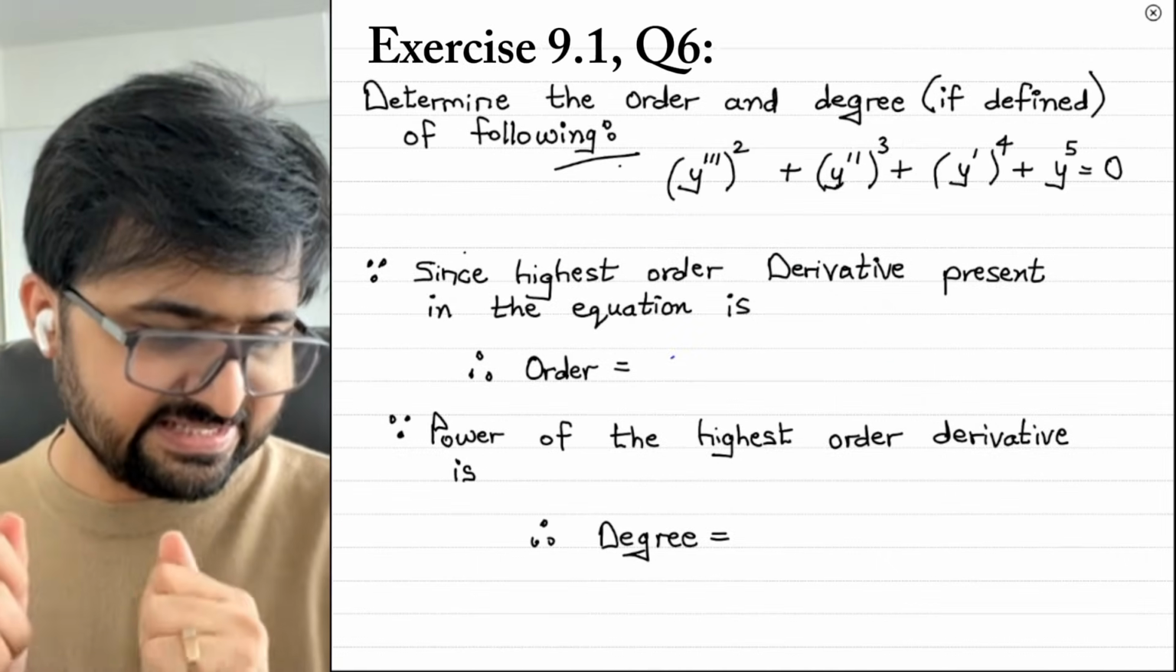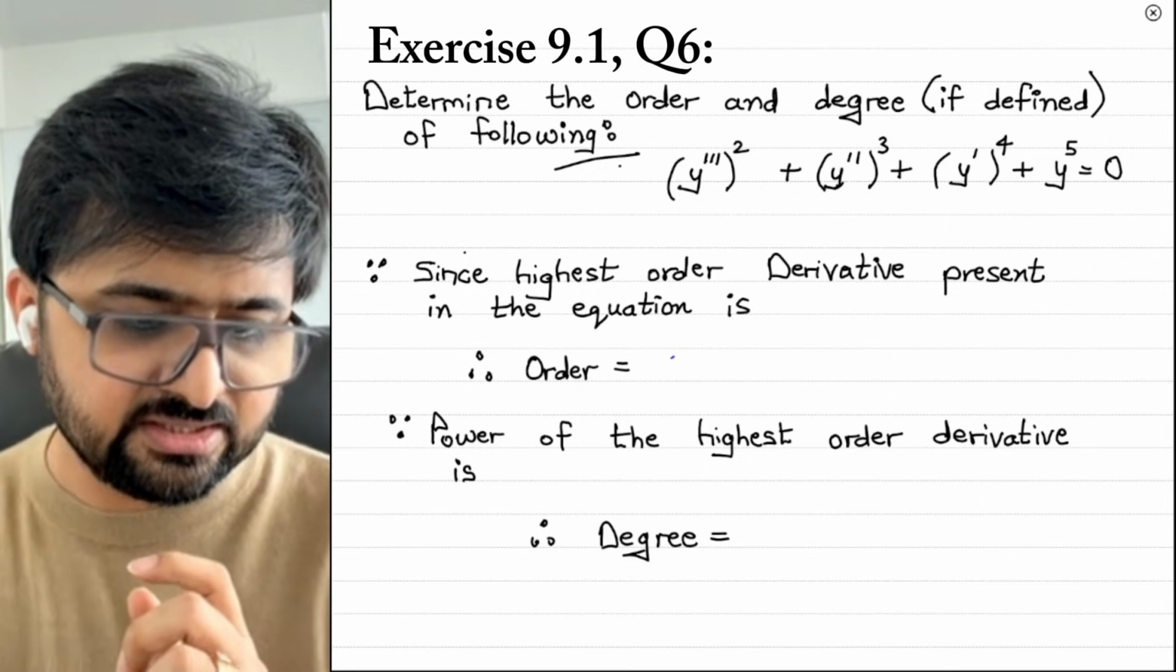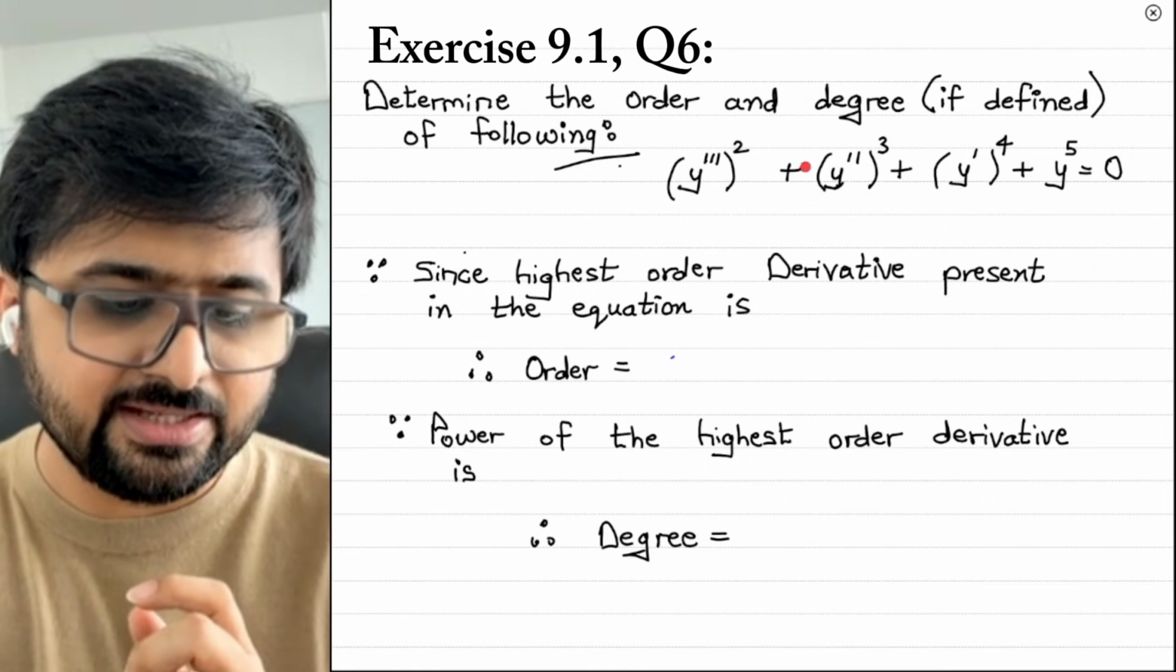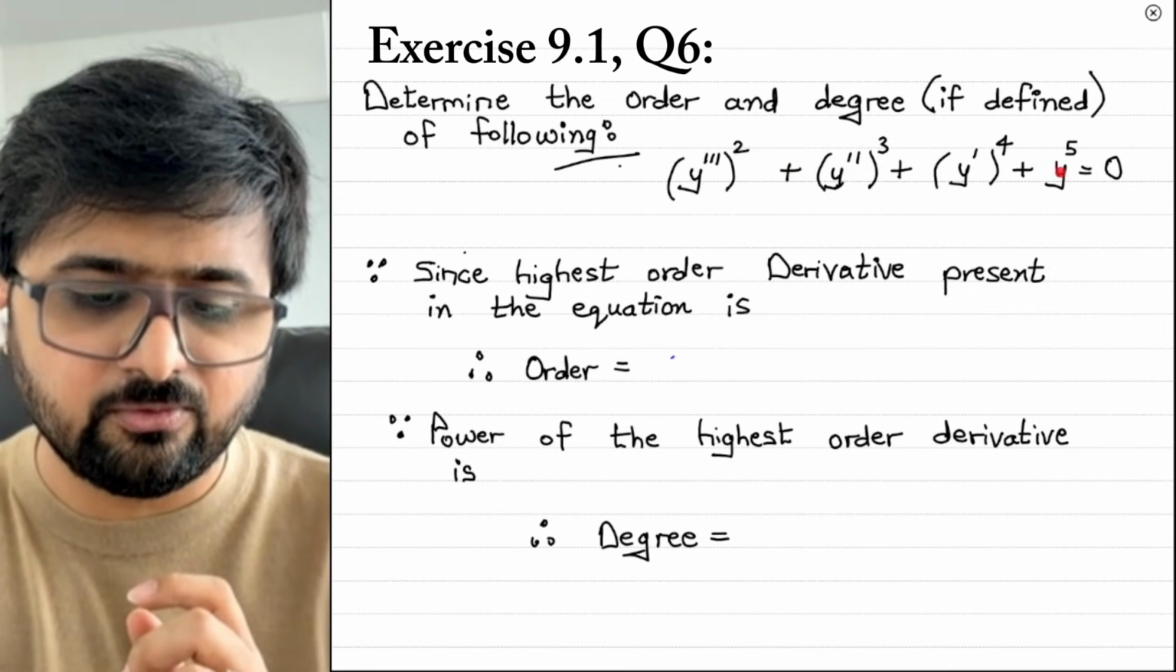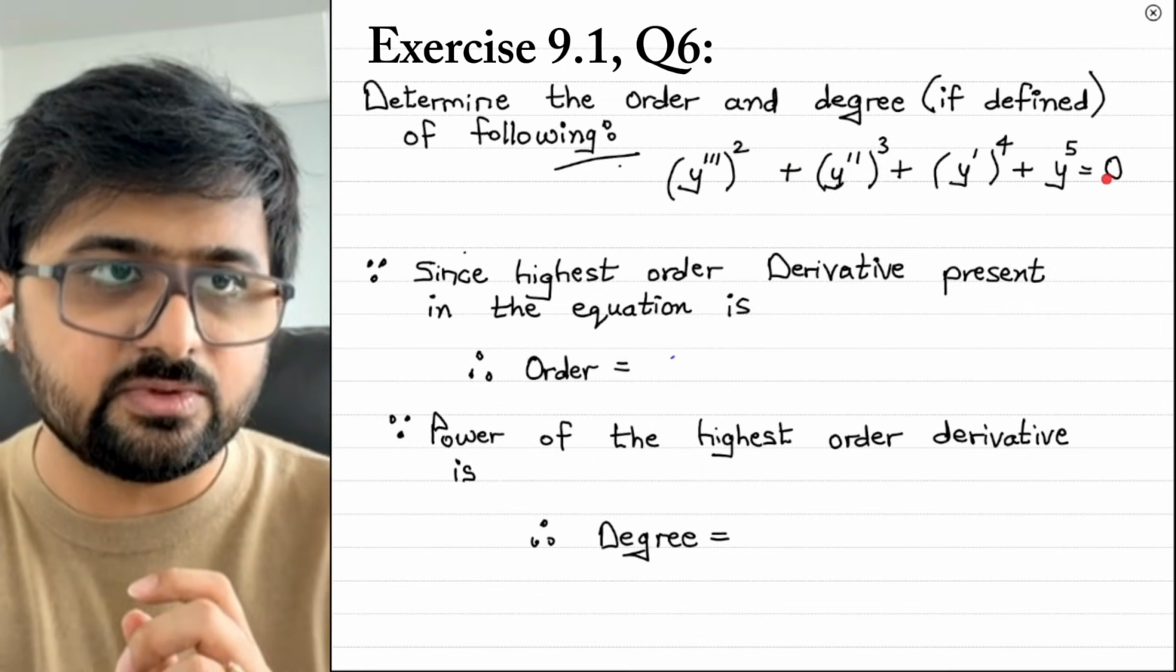All right, let's look at this next example. It's a very interesting one. We have (y''')² + (y'')³ + (y')⁴ + y⁵ = 0.